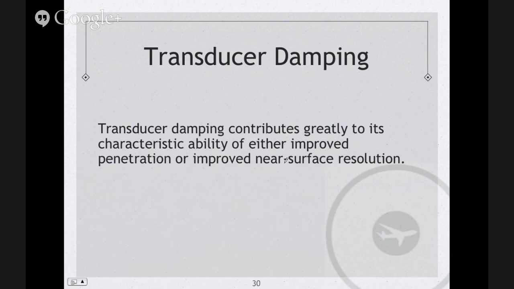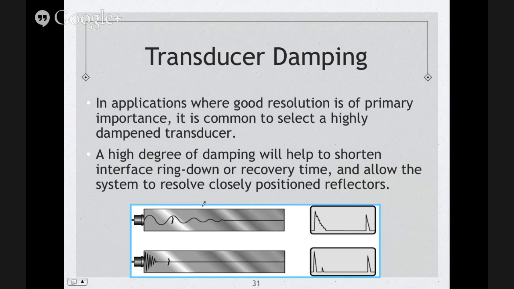Damping. Transducer damping contributes greatly to its characteristic ability of either improved penetration or improved near surface resolution. So that's the length of our pulse, in the pulse echo technique. The longer the pulse length, the more penetration you get, but the less resolution you have. The longer this is going to be, any indications we have within that pulse length, you're not going to be able to see.